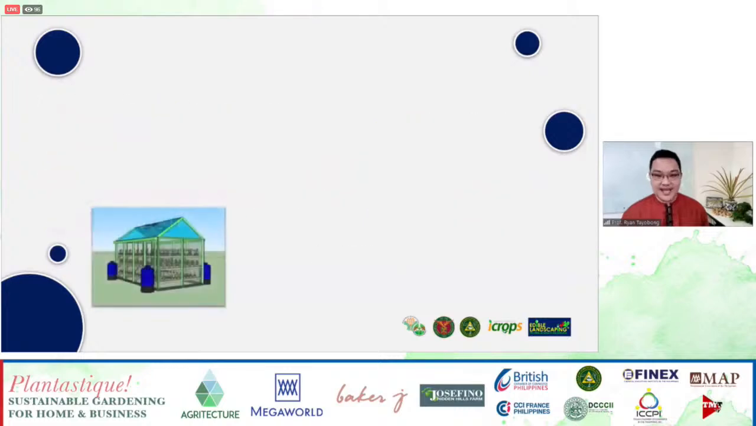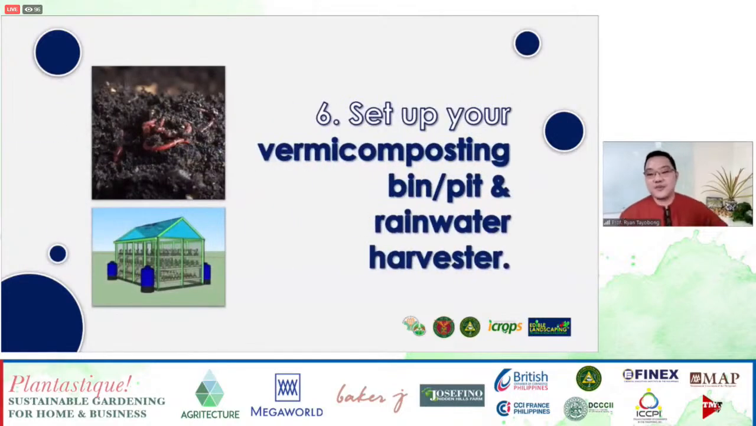And lastly, set up your vermicomposting bin, pit, and rainwater harvesting. So edible landscaping, it's not just for aesthetic. It's not just for one-time application of a practice in order to have a certain time for yield. Ang halaga din, we have to look upon sustainability, continuity of maintaining your garden. And it's very important not just to plan for the design of the garden for the crop, but also to design a space for your source of fertilizer and other compost.